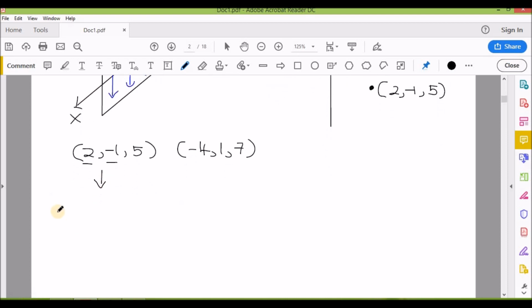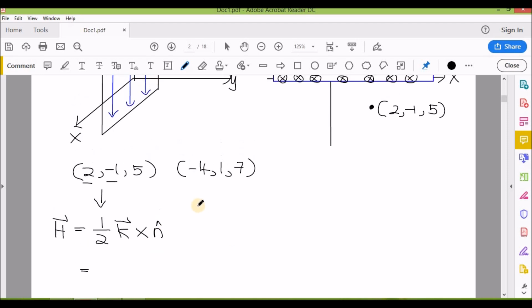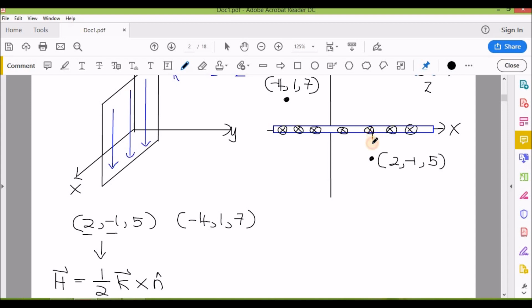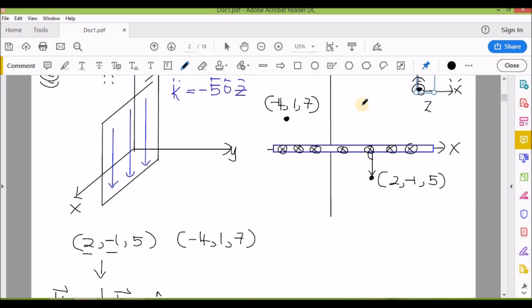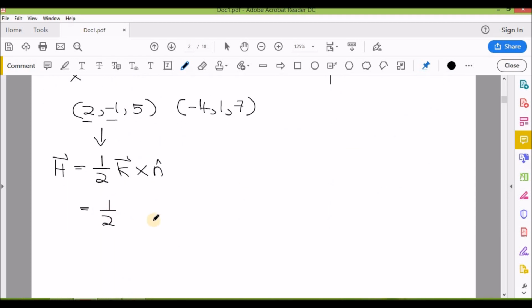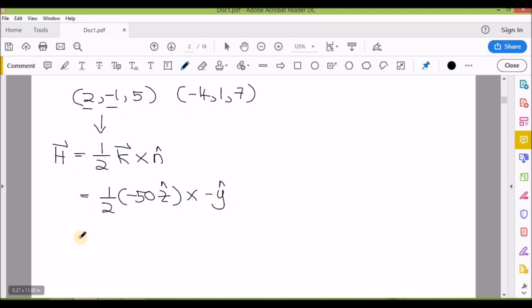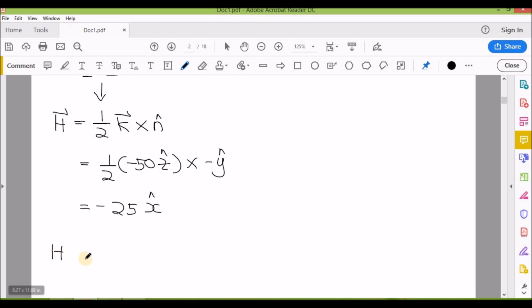For the first point, H equals, I will use the formula, one half K cross product with the unit vector n. Let's look at where is the n. This is the point, so you have to construct a straight line at 90 degrees, and your arrow is pointing in the negative y direction. So this one will be 1/2, and this one is negative 50 z, right? Cross product with, just now, negative y. So you will get 25, and zy you will get negative x, and with the two negatives you get positive, so negative x.